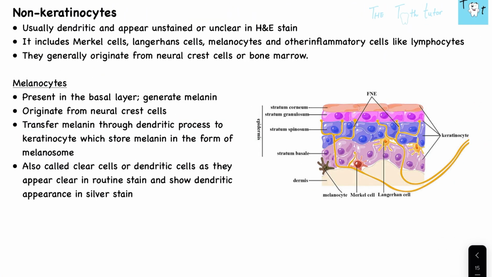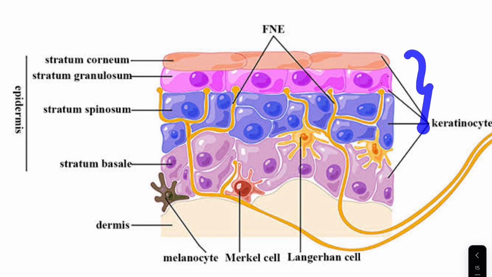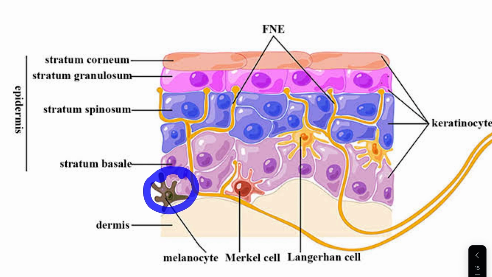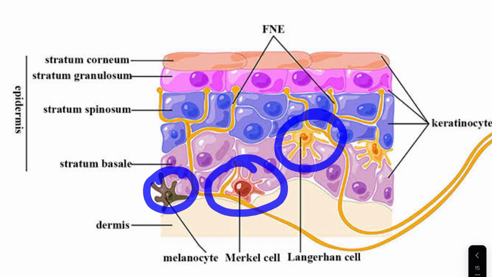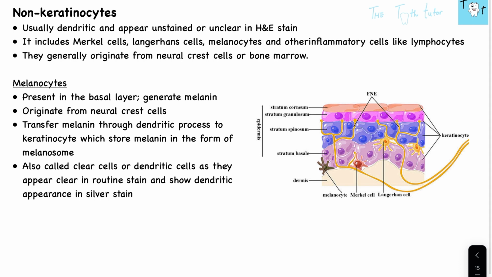Okay, so looking at the non-keratinocytes, if you look at this diagram, this is the structure of the oral epithelium. We had the first layer basale, the second layer spinosum, the third layer granulosum, and the fourth layer cornified. Okay, we have these cells. These are the non-keratinocytes. They are dendritic mostly, and they have different functions to keratinization. They do not produce keratin, and we'll have to study their functions. Okay, so these are usually dendritic, and they appear unstained or unclear in H&E stain.